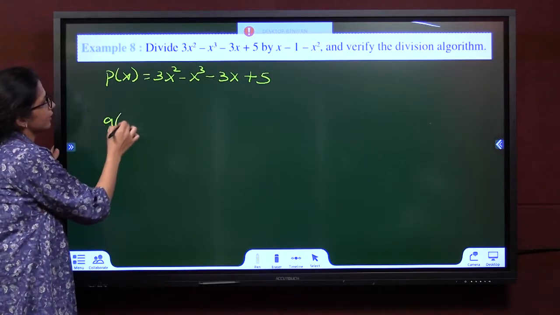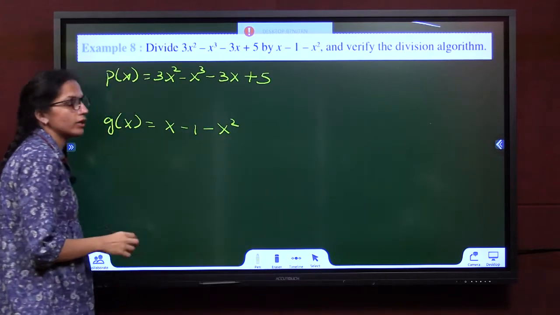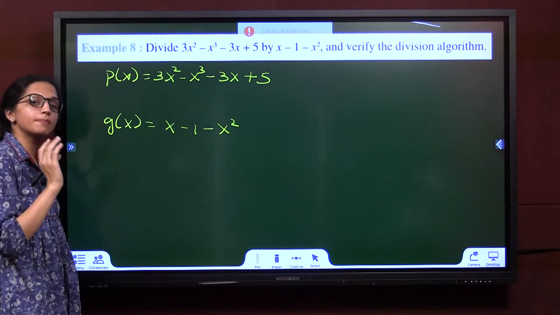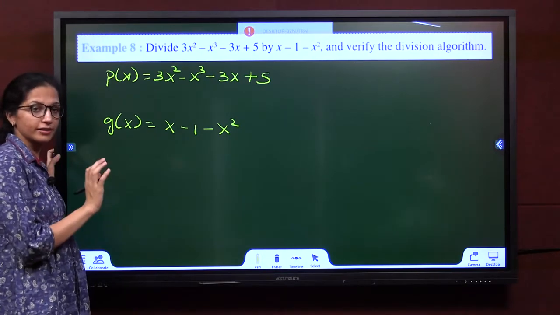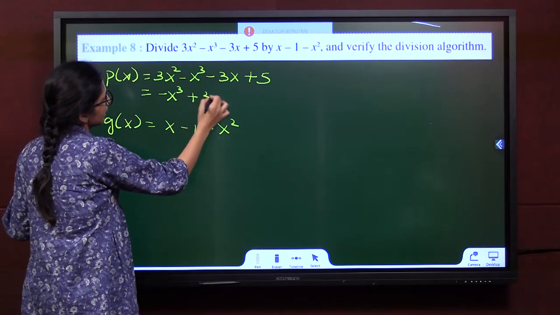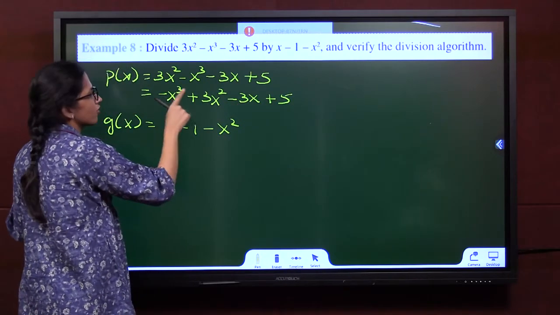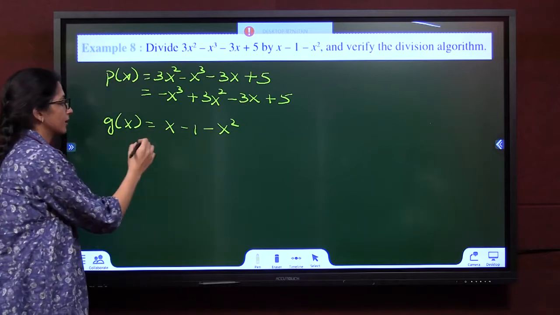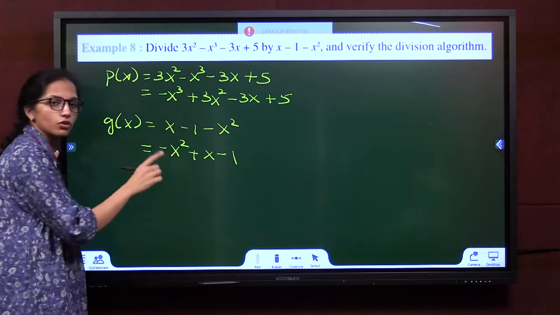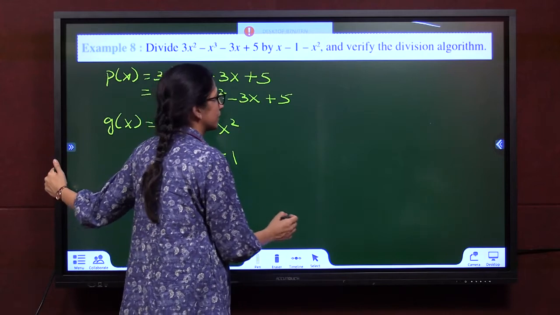And g of x is given as x minus 1 minus x square. What did I tell you? Rearrange from highest degree to lowest degree, and if there are any missing terms in P of x, fill it. So first rearrange: minus x cube plus 3x square minus 3x plus 5. Degree is going from 3 to 1, 0. Correct. Here, minus x square plus x minus 1. 2, 1, 0. Also correct. Now you have to do P of x by g of x.